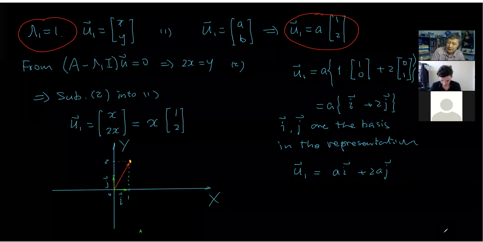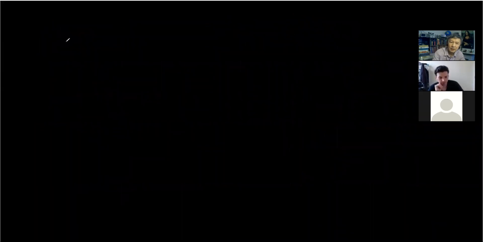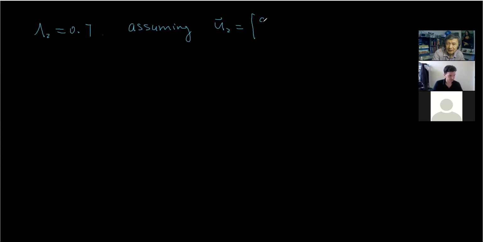Do you want to try the second eigenvalue? Sure. What is the second value? 0.7. Okay, yes. Again, can we just assume it first? We are just assuming. This time I use A and B again. It doesn't matter, you can use C and D, right? We can use C and D for the second eigenvector, it doesn't matter. They are just two numbers.